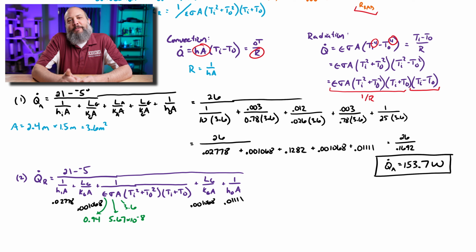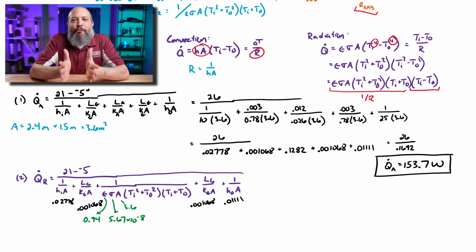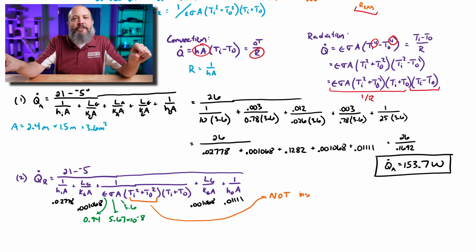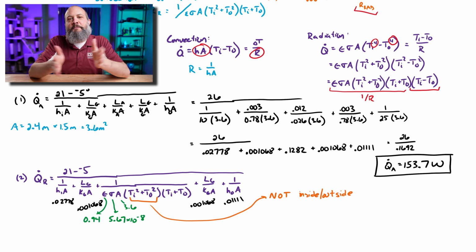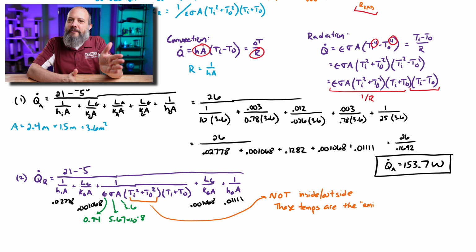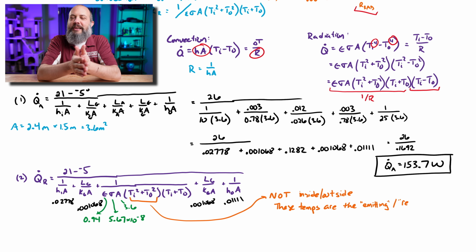Now here's the problem though with temperature. The relevant temperatures here are not the 21 degrees and negative 5 degrees that are the air temperatures. The relevant temperature in this radiation equation, the radiation is going from the inner surface of glass to inner surface of glass.